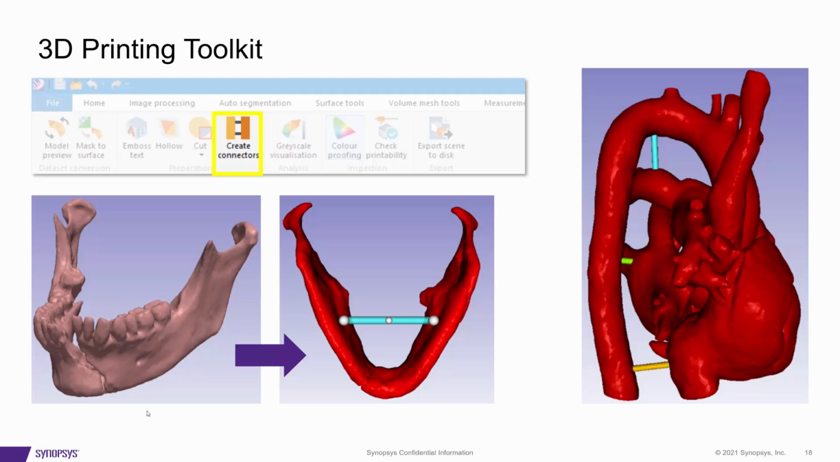The picture on the right is a cardiac model where we've used connectors to stabilize the descending aorta there with the heart blood pool. So it's a very nice, easy way to create these connectors to stabilize models or to make sure things are positioned accurately in their right orientation and space from your segmentation.